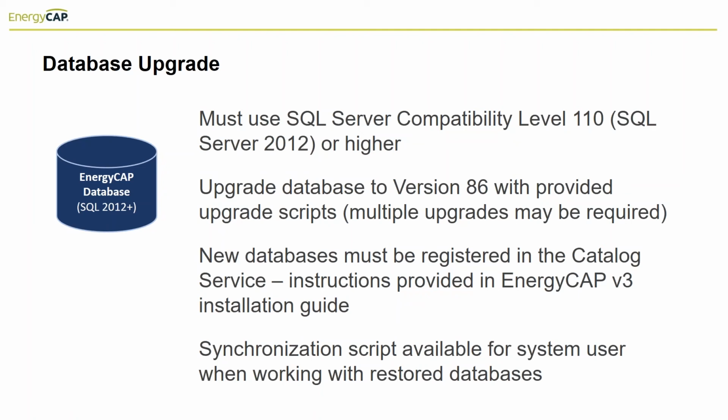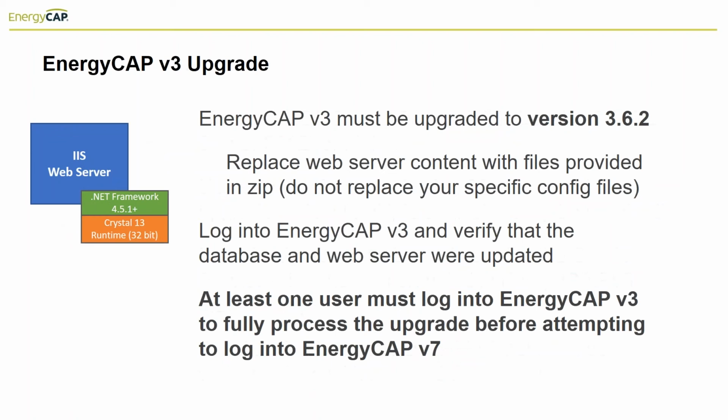Once you've got the database upgraded to database 86, then it's time to upgrade EnergyCAP version 3. EnergyCAP version 3 must be upgraded to version 3.6.2. That's the latest version of EnergyCAP version 3. This version is supported by database 86. And the way you perform an upgrade in EnergyCAP version 3 is that you replace the web server content that's already deployed with the files that we're providing in the installation package.